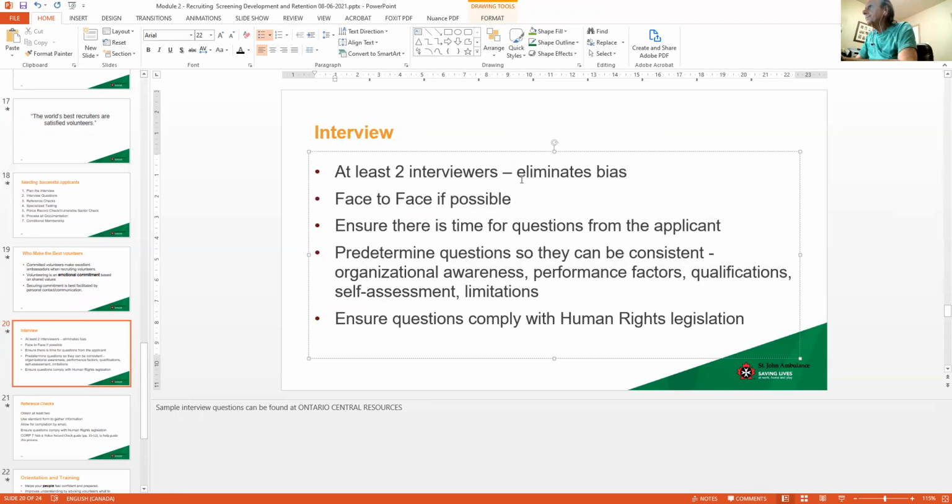Face to face if possible. I mean, it can be virtual or it could be in person. Ensure there's time for questions from the applicant. The interview should have time for questions from the applicant. I don't think you need ensure there is. Those are sentences.